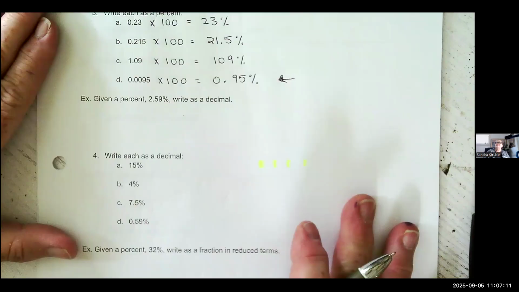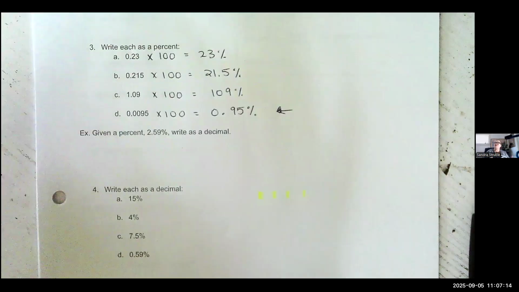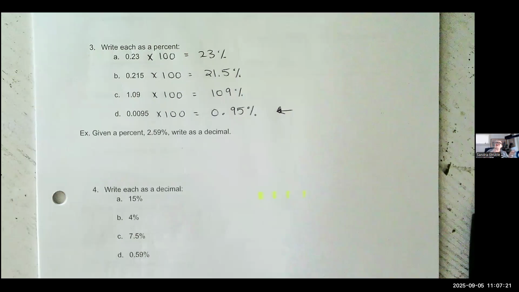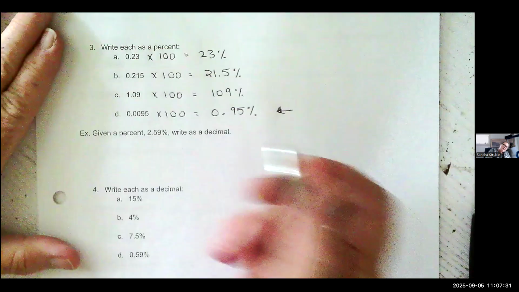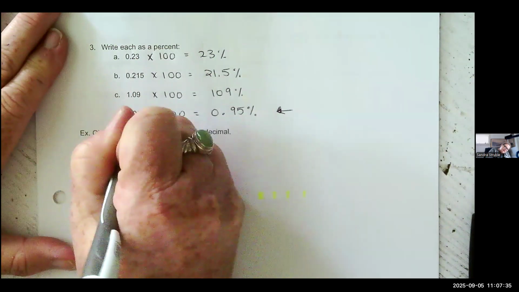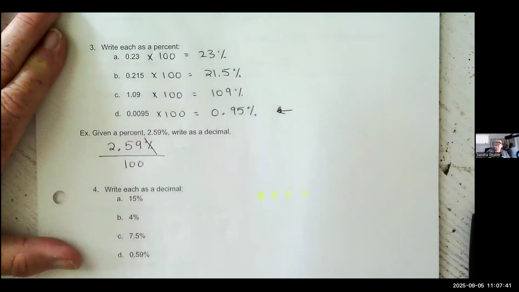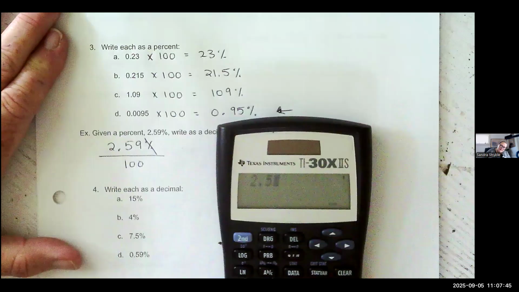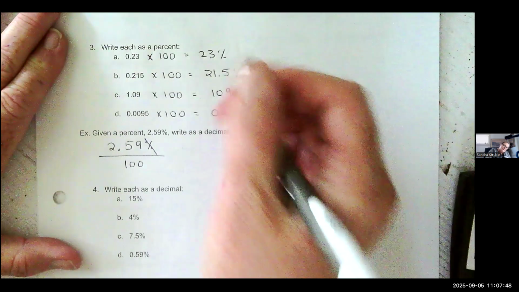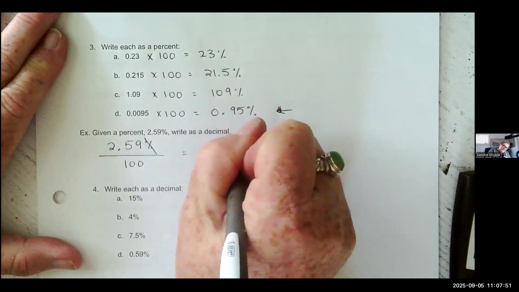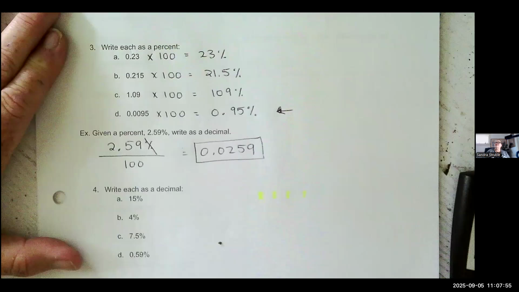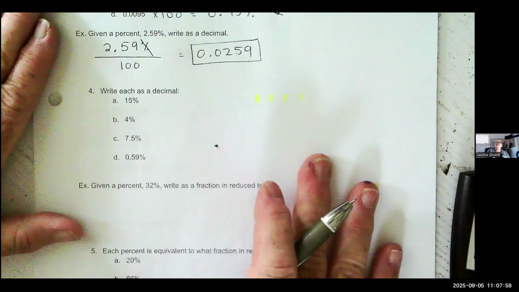Given a percent, 2.59%, we're going to write it as a decimal. So up to this point, we've been going from a decimal to percent by multiplying by 100. How do you think we get from a percent to a decimal? We do the opposite, the inverse. We're going to divide by 100. So right now I've got 2.59%. Once I divide this by 100, the percent sign goes away. So 2.59 divided by 100 is 0.0259. Please note no percent sign. Once you divide by 100, the percent sign goes away.